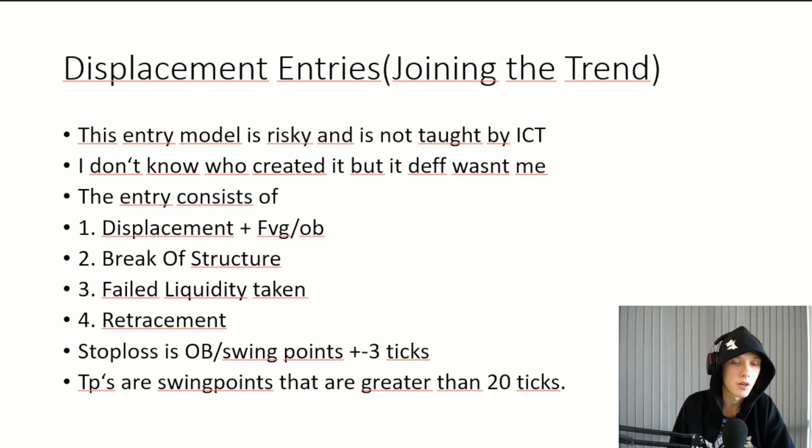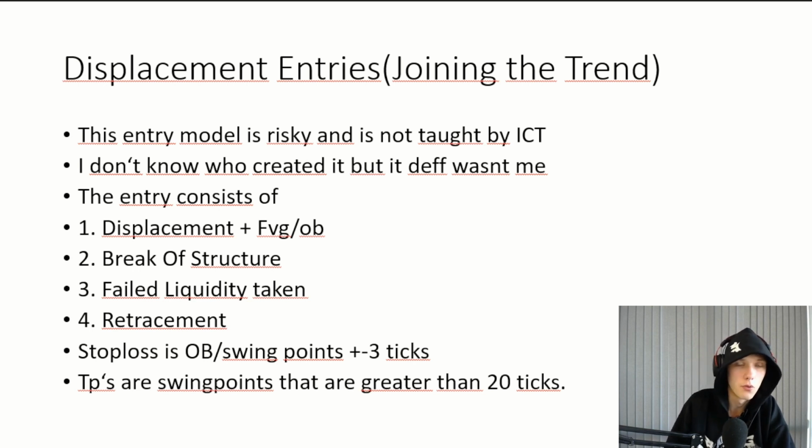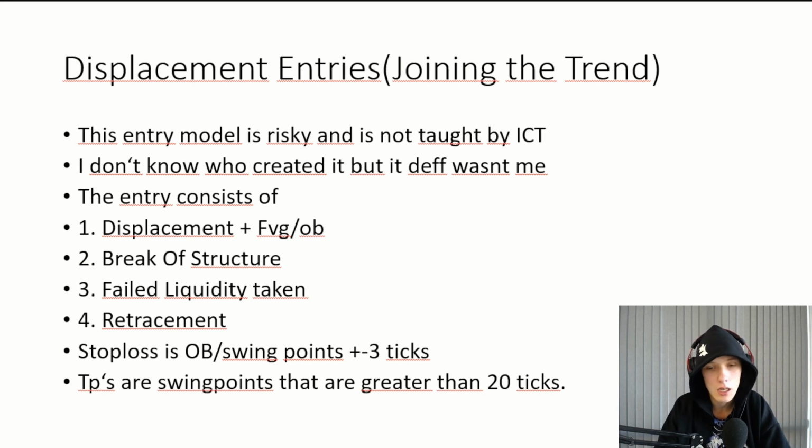Your TPs are going to be swing points that are greater than 20 ticks. Your minimum TP point should be 20 ticks. You're preferably going to be aiming for 40 ticks on ES1 continuous. However, 20 ticks should be more than enough for this scalping strategy. But if you want to be greedy, you can of course take TPs a little earlier in the trend, like 13, maybe 17 ticks. But 20 ticks is ideal for first TP.